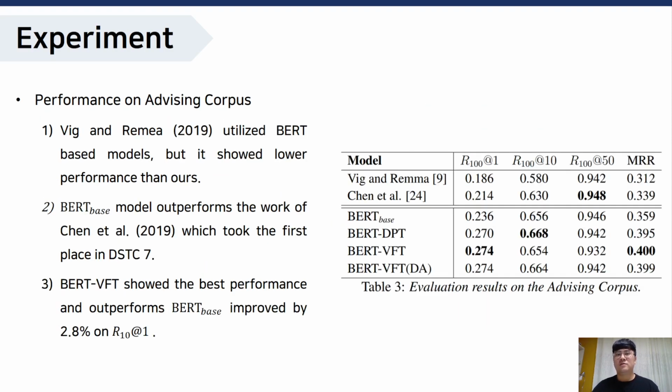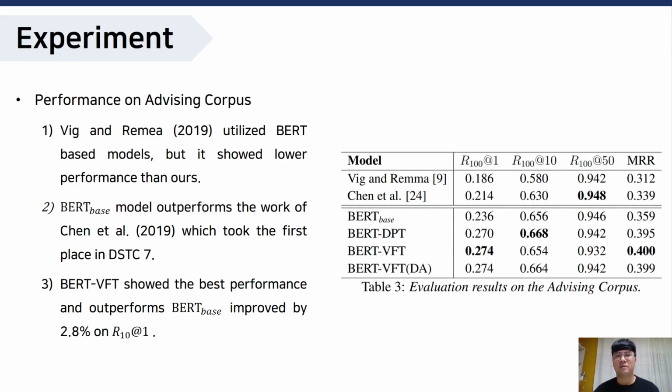For the Advising corpus, we compare our approach with 2 existing baselines proposed by Vig and Ramea and Chen et al. in the DSTC7. The former baseline evaluates a BERT-based model on the Advising corpus, but there is a substantial performance difference from what we obtain. We believe that different implementation frameworks and hyperparameters, such as learning rate, are the main reason why performance differences exist between our work and that of Vig and Ramea.